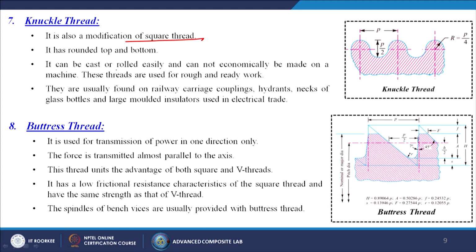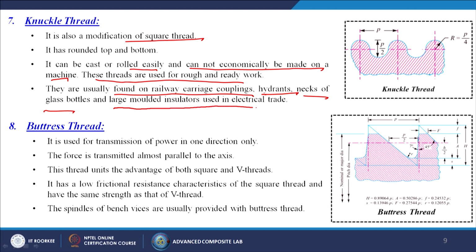It can be cast or rolled easily and cannot economically be made on a machine. These threads are used for rough and ready work. They are usually found on railway carriage couplings, hydrants, necks of glass bottles and large molded insulators used in electrical trade.